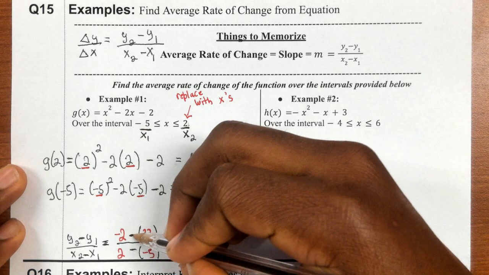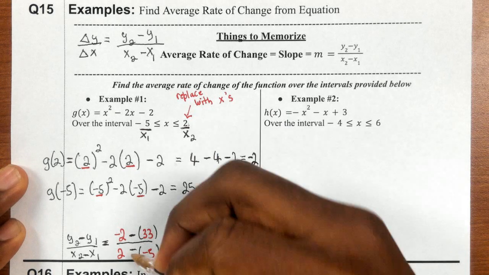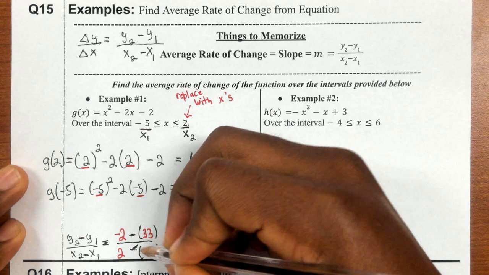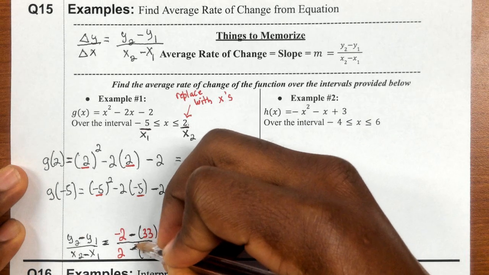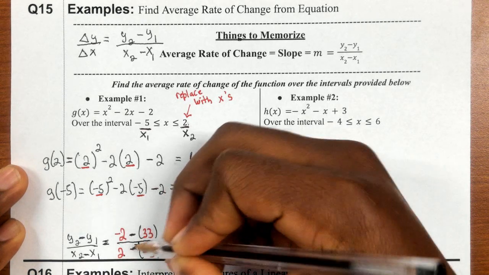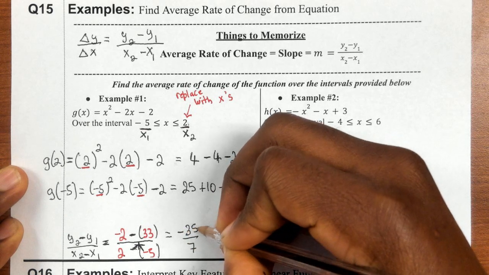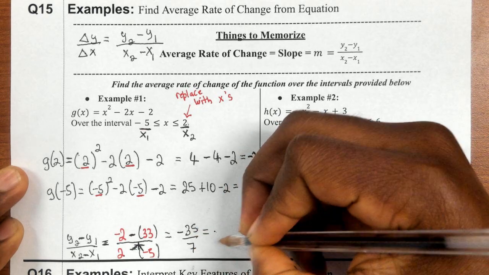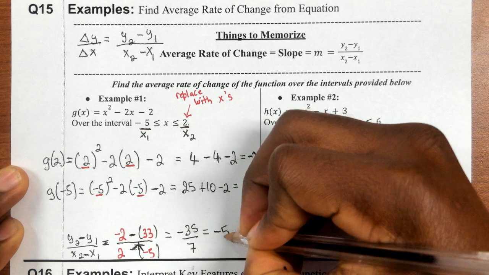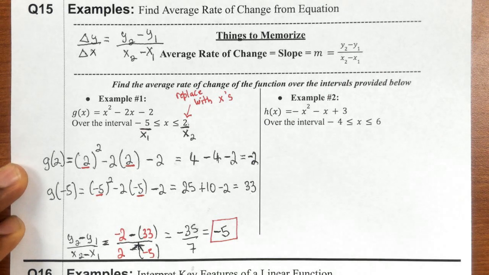So negative 2 minus 33 is negative 35. Here I see a negative that's exactly right beside another negative, so that's going to turn into a positive. So what's 2 plus 5? 7. All right. And negative 35 can be divided by 7. Negative 35 divided by positive 7 is negative 5. So my answer for my average rate of change would be negative 5.